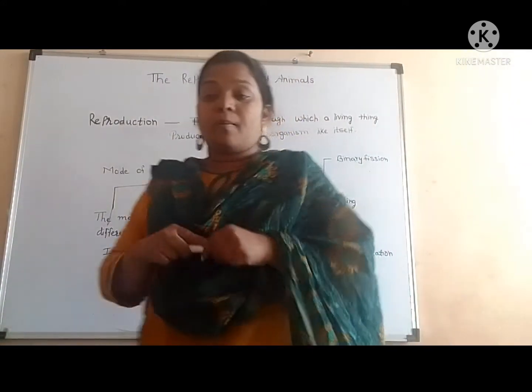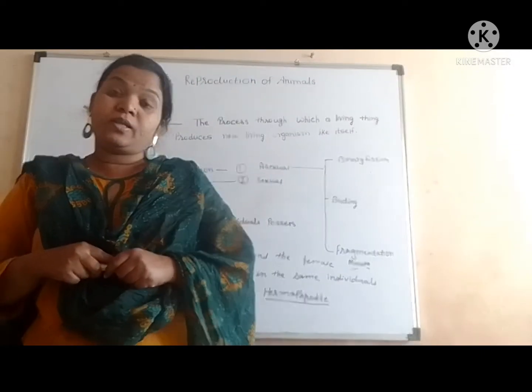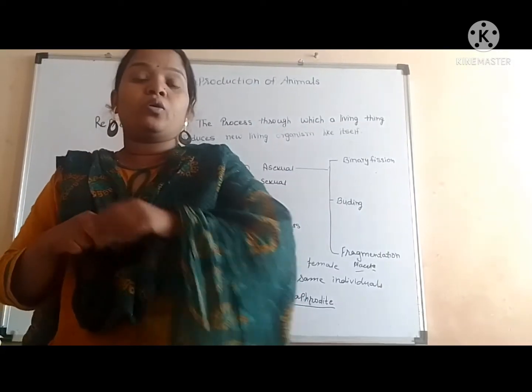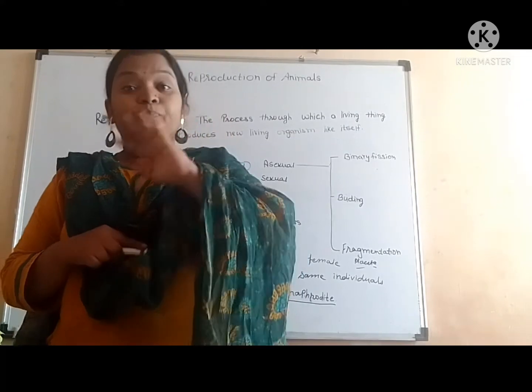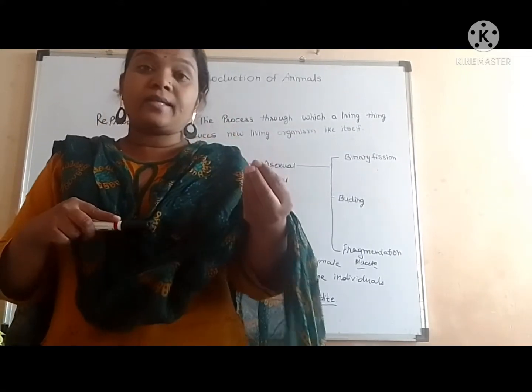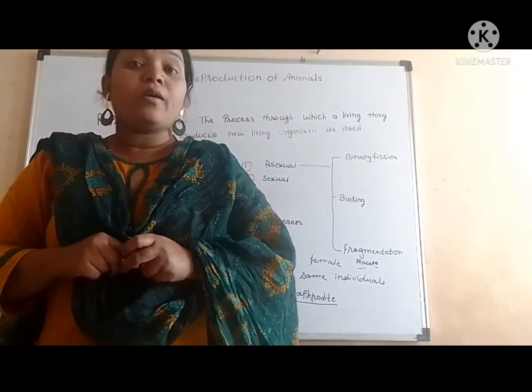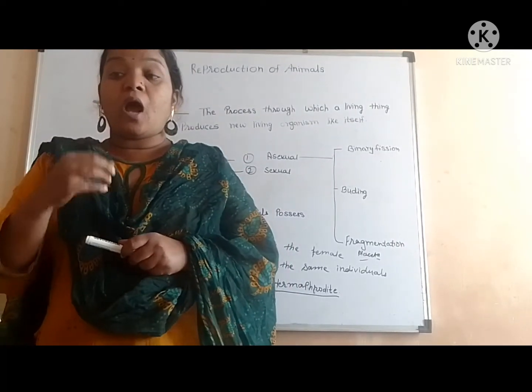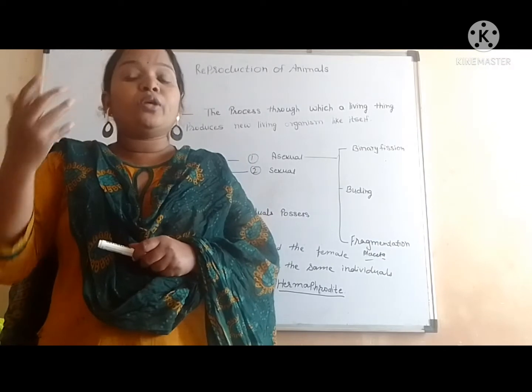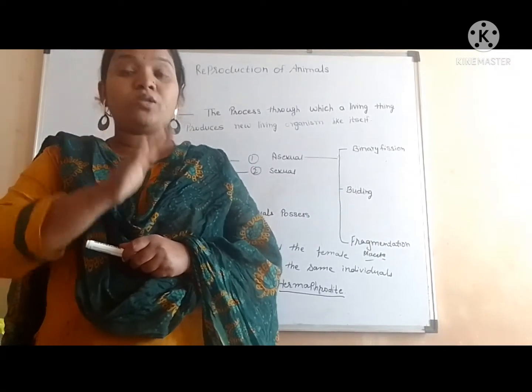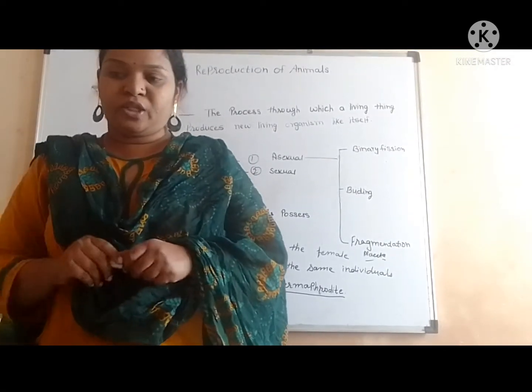Now, take an example, a tiger. It gives birth to a cub. A hen hatches eggs from which we get chickens. In the same way, reproduction allows organisms to continue life on earth from one generation to another generation.